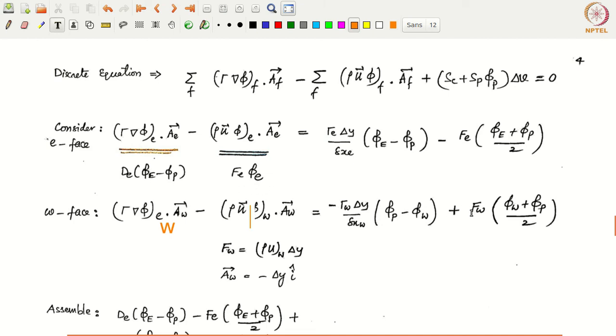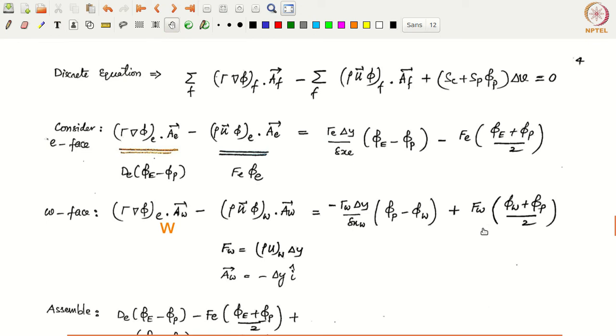And this we would call Fw. Fw times phi w, where phi little w would be phi capital W plus phi P by 2, right? Now notice here we got a minus, here we got a plus. Similarly, here we got a plus and here we got a minus. So there is some small difference between the east and west. Now, what is the definition? Fw is rho u w delta y, and of course Aw bar equals minus delta y i hat. So with these two things, we have now written it for the west face as well.